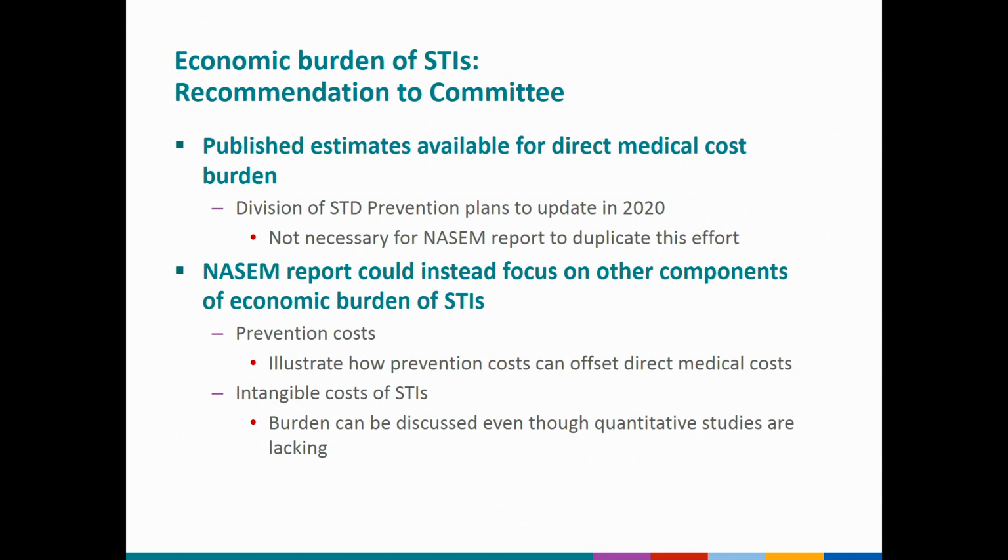So in terms of the economic burden of STIs, what my recommendation would be, in terms of the direct medical cost burden, as I mentioned, there's published estimates available. Not only that, but we're in the midst now at the Division of STD Prevention of updating this. So we hope to have this done in 2020. So I think for you to do that would be a duplication of efforts and not a good use of resources. I think instead you might want to focus on the other components I mentioned of the economic burden of STIs, such as the prevention cost and the intangible costs.